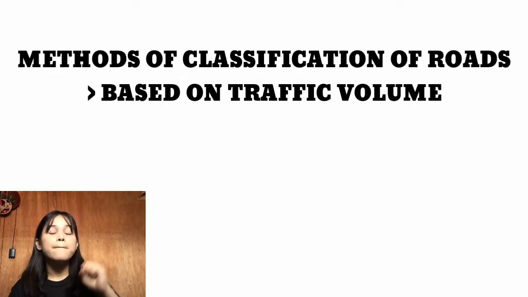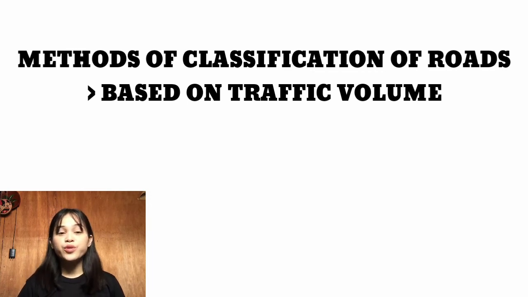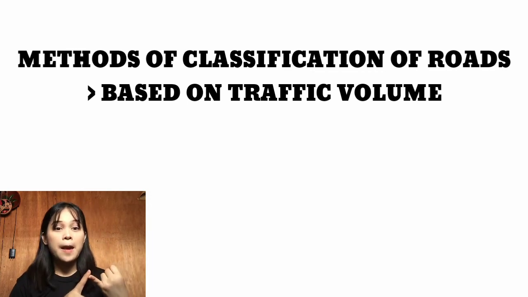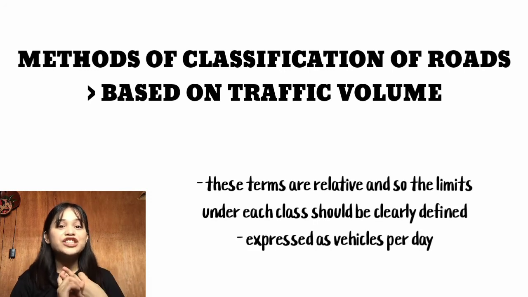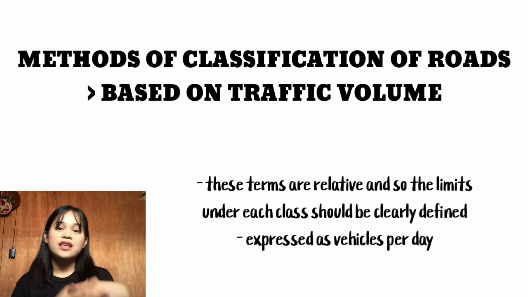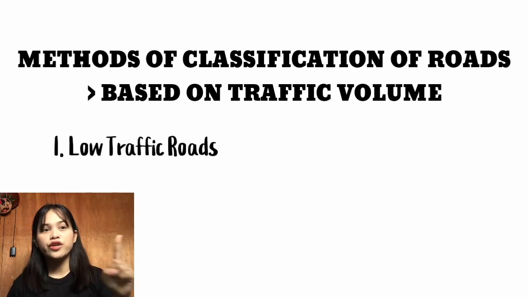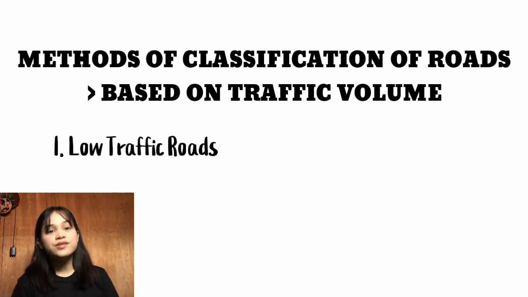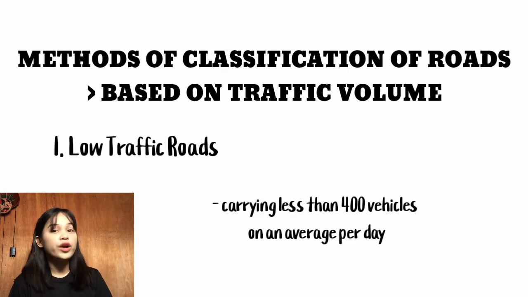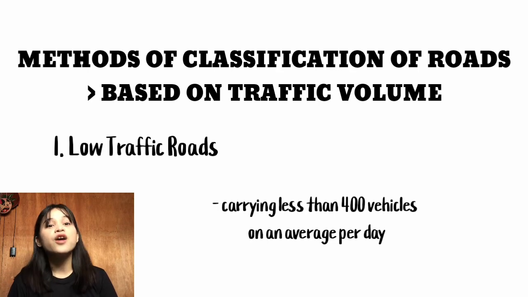Number 1 is based on traffic volume. So, based on the traffic volume, the roads are classified as heavy, medium, and light traffic roads. So, these terms are relative, and so the limits under each class should be clearly defined and expressed as vehicles per day. So the first method of classification under traffic volume is the low traffic roads. So these roads carrying less than 400 vehicles on an average per day are called low traffic roads.